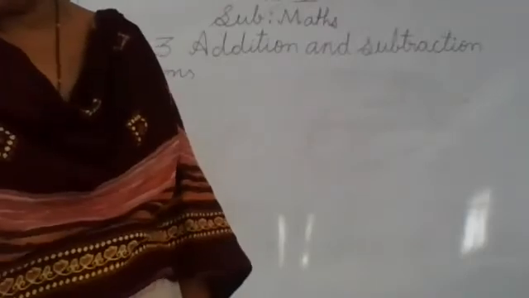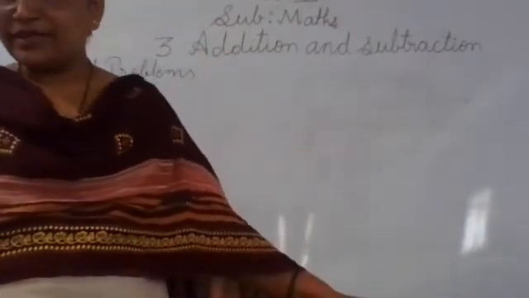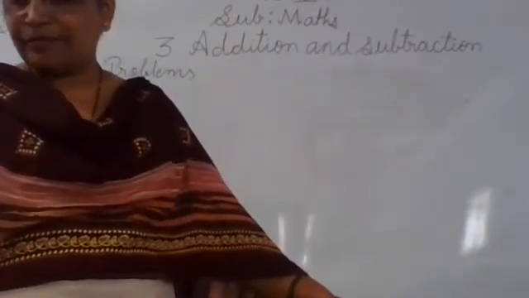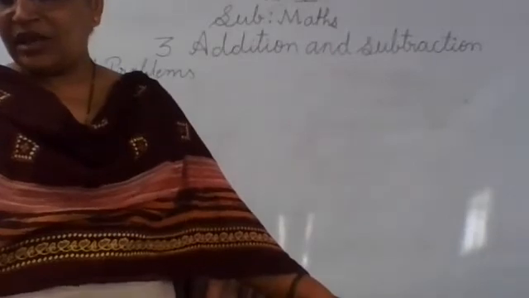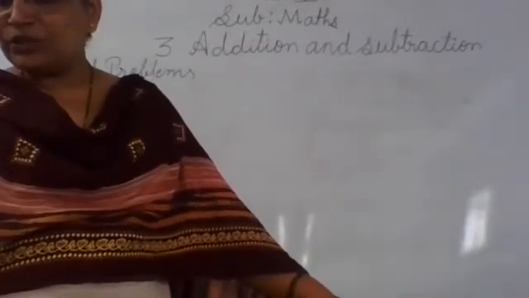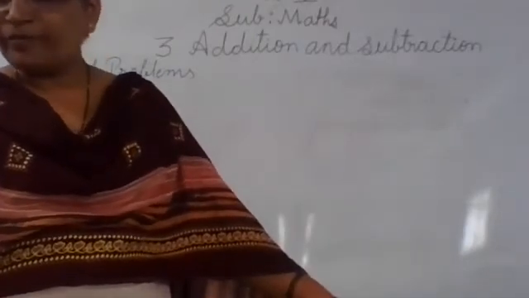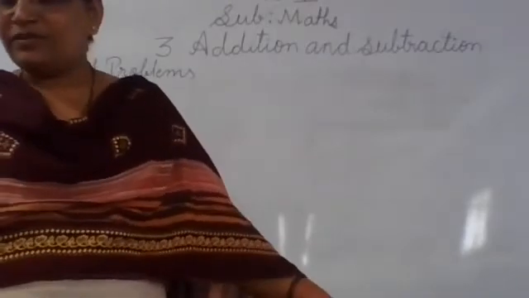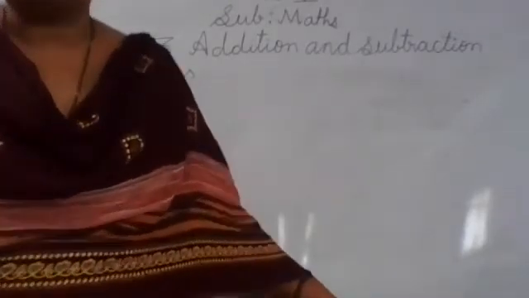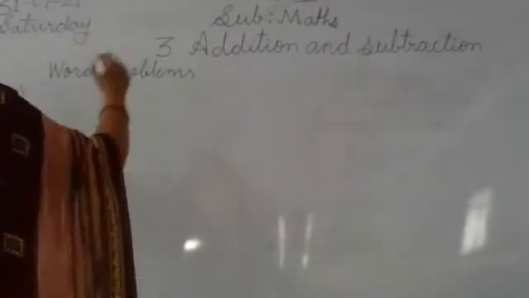Now see, beta, question number 2. A company produced 44,730 scooters in a certain year and 43,150 in the next year. How many scooters did they produce in the previous year? So what should we do? For this we have to subtract so that we will get the number that much they produced in the previous year.